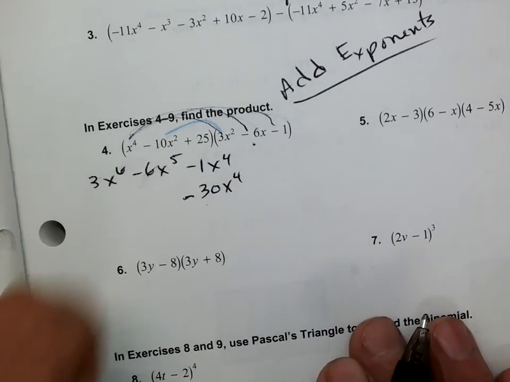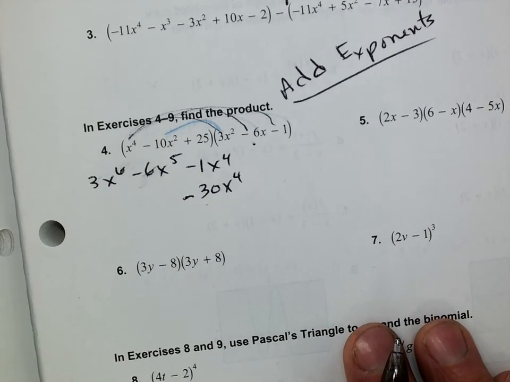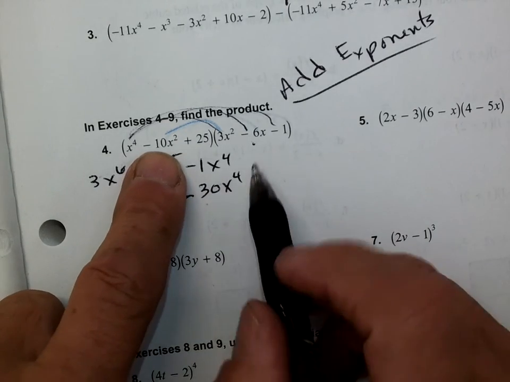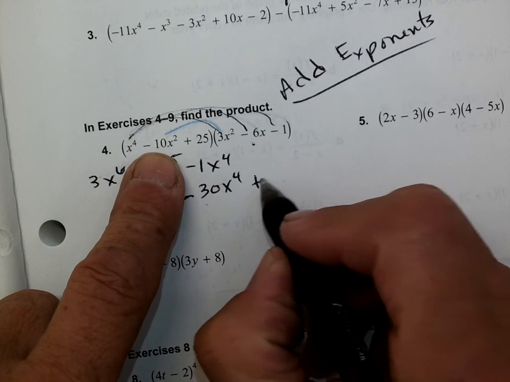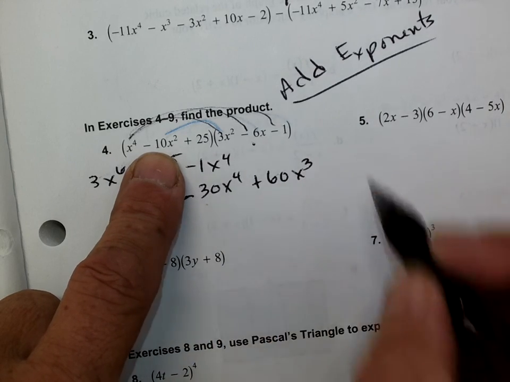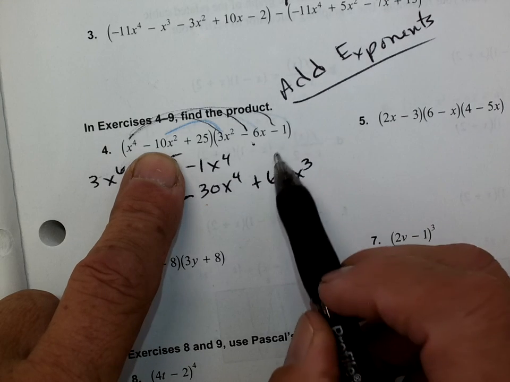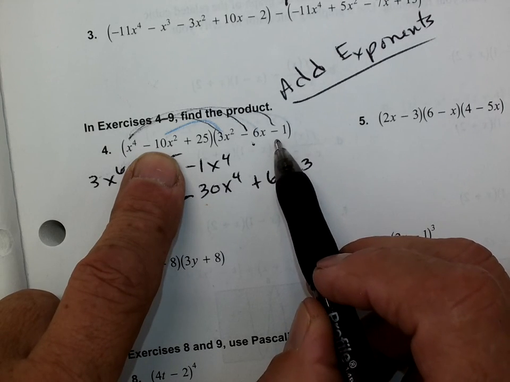I like to line them up. If they're the same, I like to line them up, okay? And then negative 10 and the negative 6x makes a positive 60x to the 3rd. Negative 10 and negative 1 is going to make a positive 10x squared.